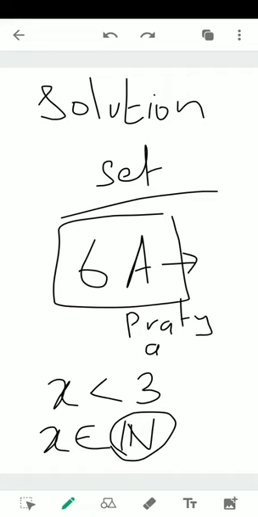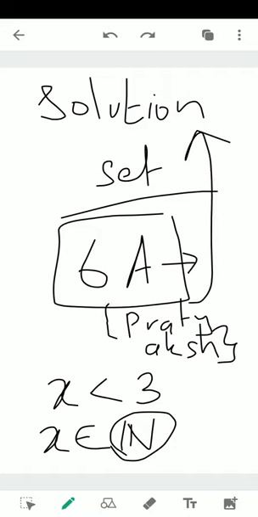This is just a hypothetical name. I don't even teach in 6A, so I'll not be knowing who are there in 6A. So let me assume that the student Pratyaksh is the only one who is having height more than 150 centimeter. So I can say that the set containing Pratyaksh is known as the solution set.